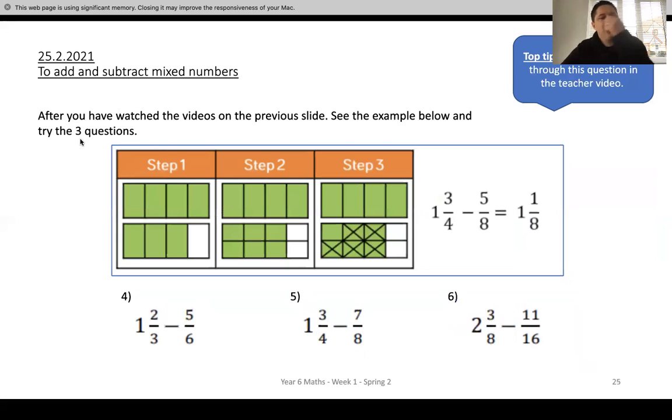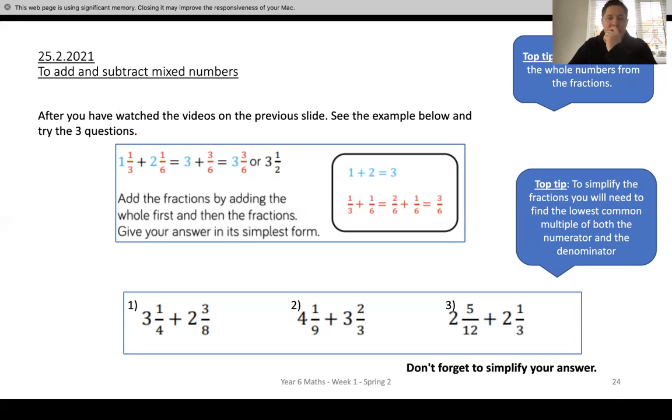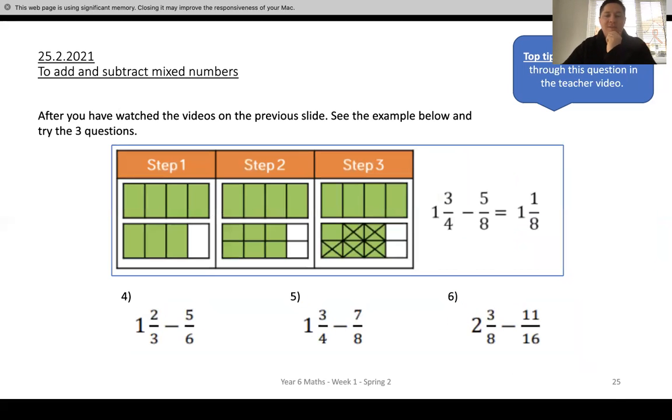Now we've watched the videos and we've had a look at the examples of addition. Now let's have a look at some subtractions. So here we've got the bars for this calculation. 1 and 3/4 minus 5/8. So we've got one whole set of quarters here. Why is it quarters? Because my fraction is quarters. One whole set of quarters and then 3/4 here. So 1 and 3/4. But then I need to take away 5/8.